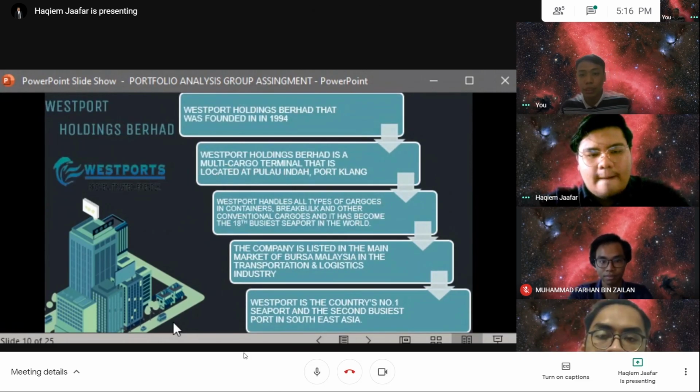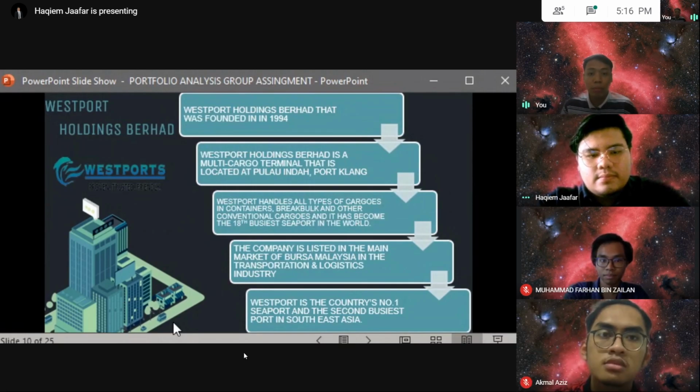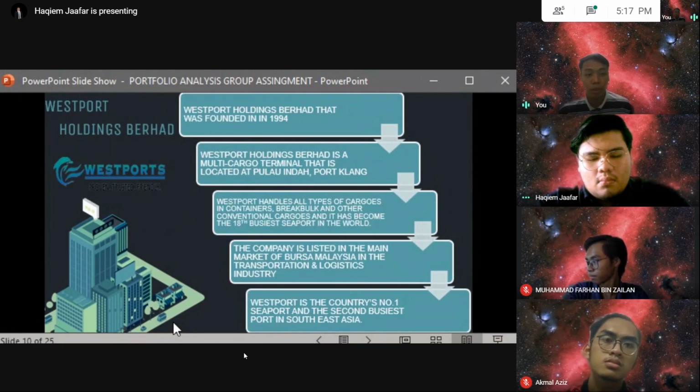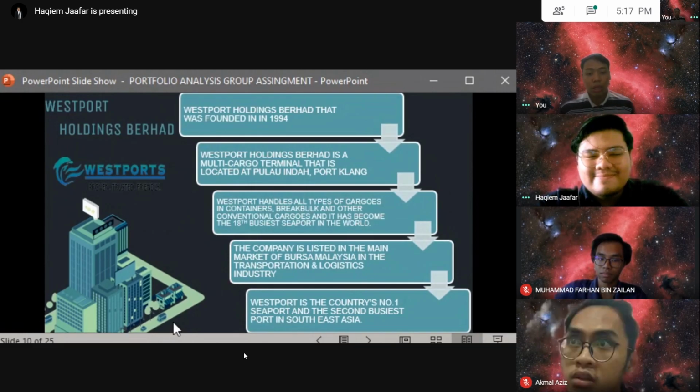The next company is Westport Holding Berhad. Westport Holding Berhad was founded in 1994. They are a multi-cargo terminal located in Pulau Indah, Port Klang. Westport handles all types of cargoes in containers, breakbulks, and other conventional cargoes, and it has become the 18th busiest seaport in the world. The company is listed on the main market of Bursa Malaysia in the transportation and logistics industry, and they are the number one seaport in the country and the second busiest port in Southeast Asia.